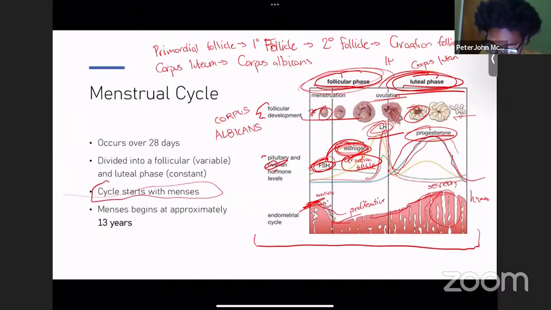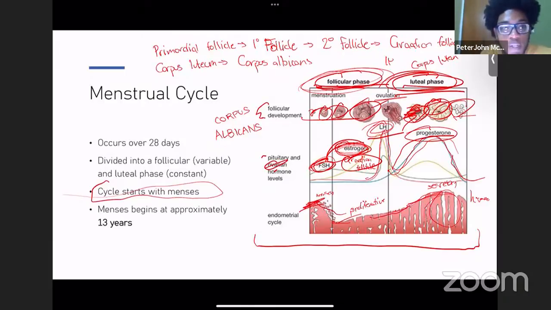For the follicles, we start with primordial, then primary, then secondary, then our Graafian follicle. We get ovulation from that, and then we have our corpus luteum, then corpus albicans. That's all menstruation is, guys. Follicular phase is variable, luteal phase is constant.